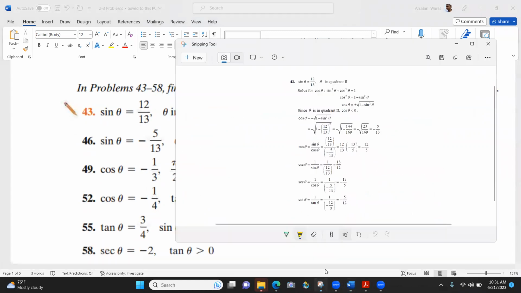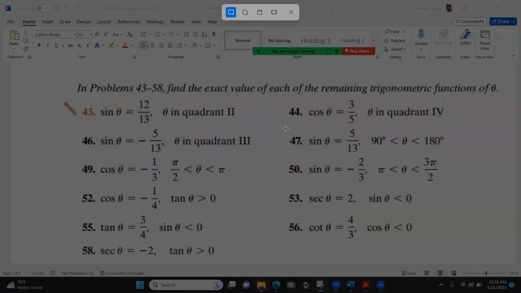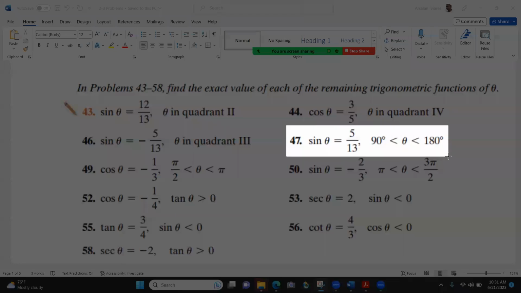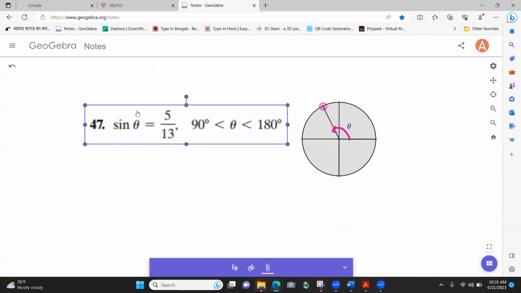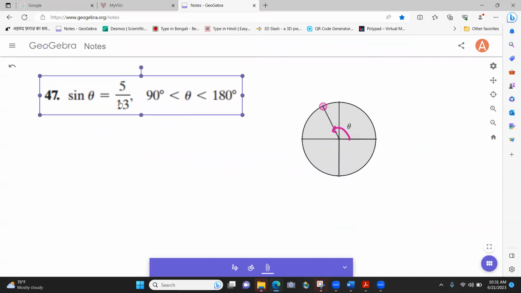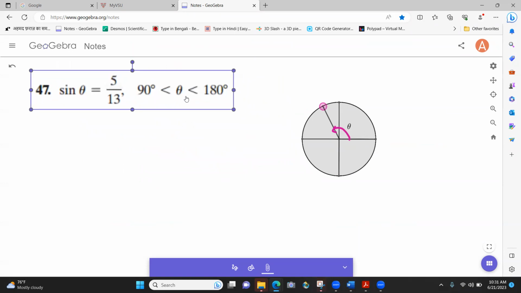So let's try something that looks a little different. Let's try 47. Same kind of a problem, very similar problem, but the language throws people off a little bit. I know that. So this time sine is given, 5 over 13. And they're saying theta is between 90 and 180. Theta could be here or here. It could also be here in the third quadrant, okay? Let me double check. Yeah. So no. So guys, let's not do it. Theta between 90 and 180 is still in the second quadrant. So let's do another one.